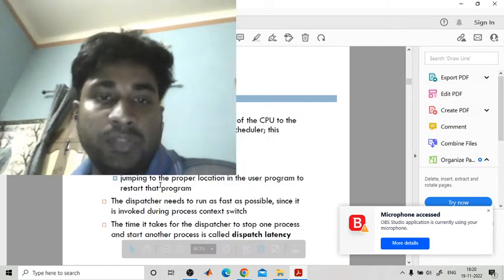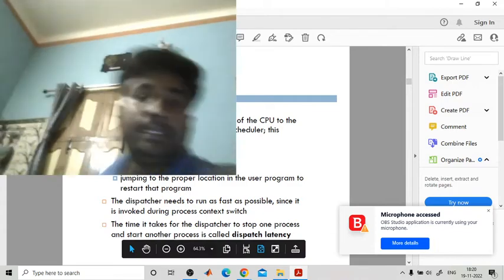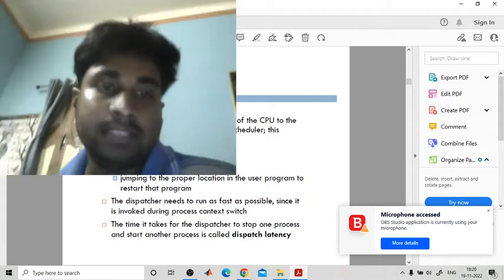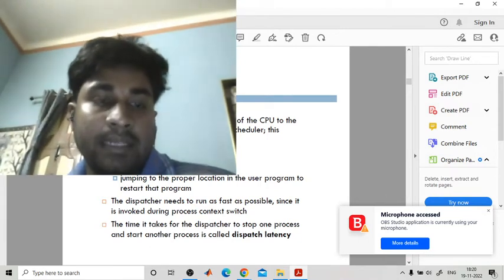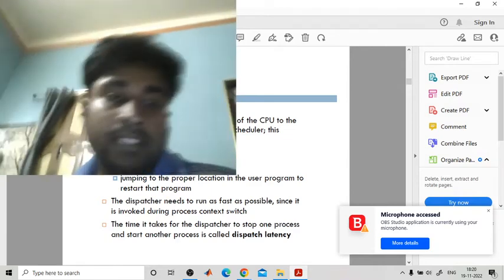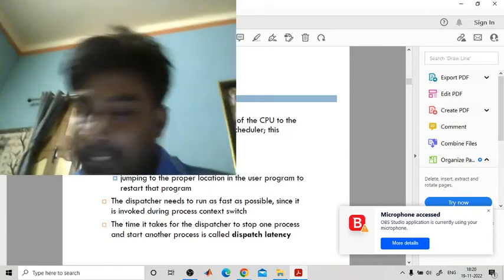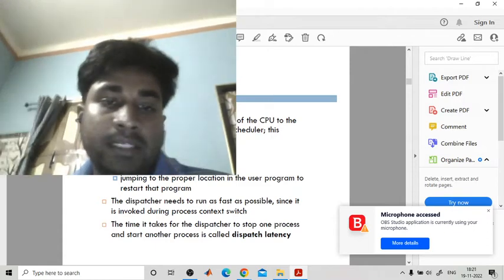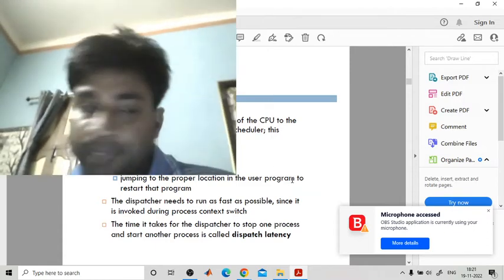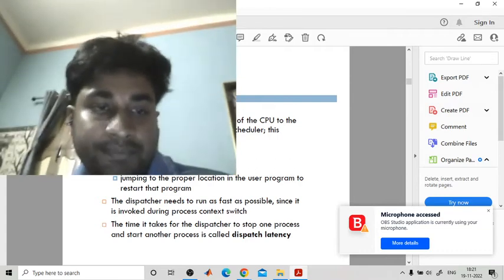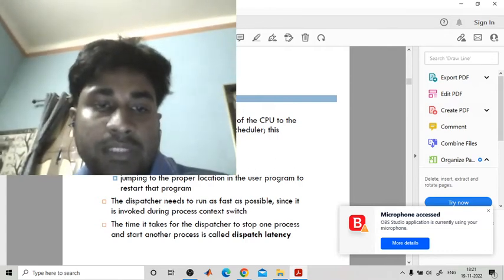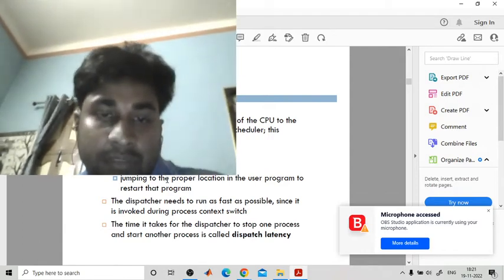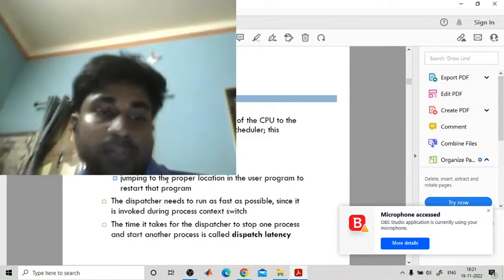Okay, so you can see that the dispatcher module gives control of the CPU to the process selected by the short term scheduler, and this will involve switching context, switching to user mode, and jumping to the proper location in the user program to restart the program. So these are the things that are involved here. That means the first one is switching context, switching to user mode, and jumping to the proper location in the user program to restart the program.